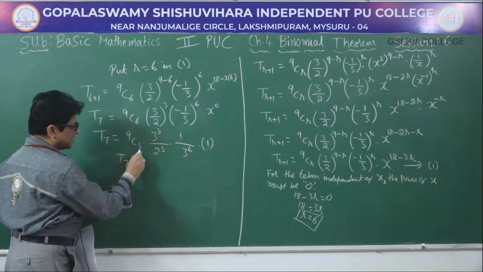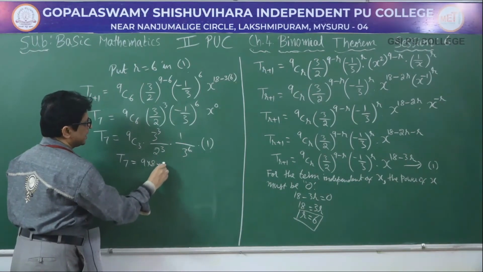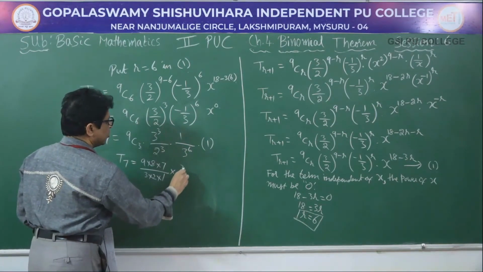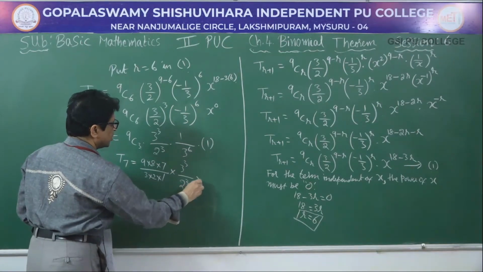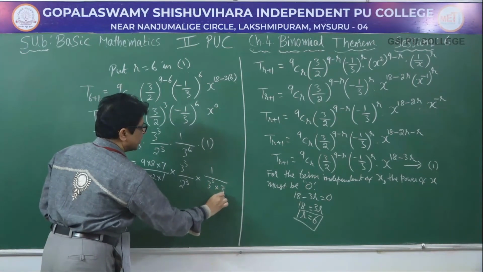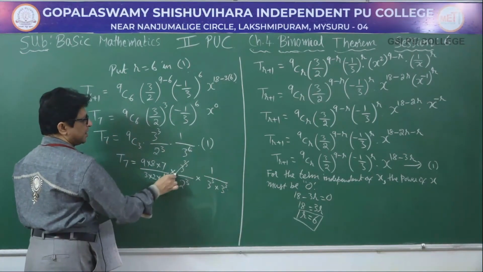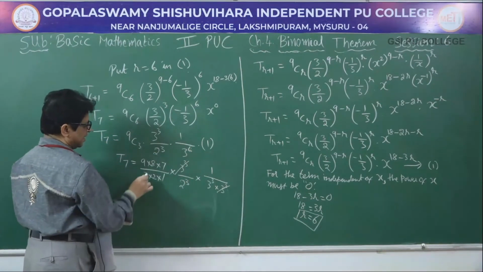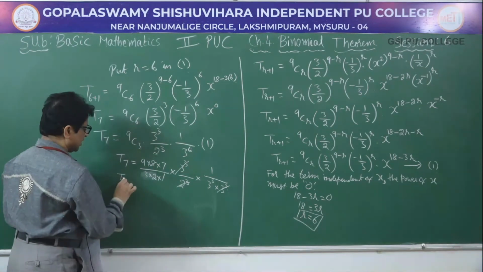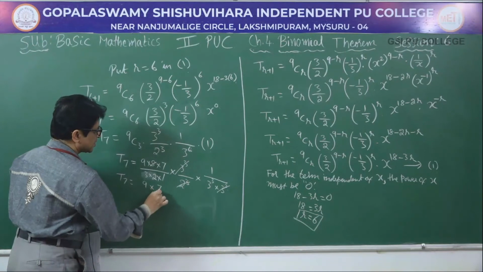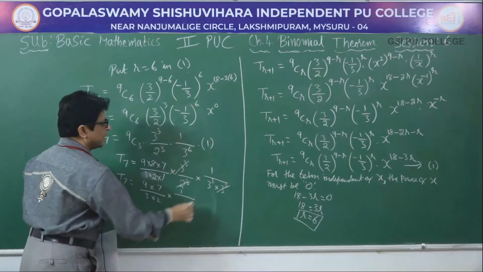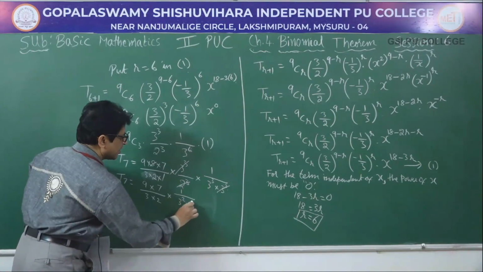T7 is equal to 9C3, which is 9 into 8 into 7 by 3 into 2 into 1, into 3 cube divided by 2 cube into 1 by 3 power 6, which can be written as 3 cube into 3 cube. So here 3 cube and 3 cube will get cancelled. 2 cube is 8 and 8 will get cancelled. So T7 is equal to 9 into 7 by 3 into 2 into 1 by 3 cube, which can be written as 3 square into 3.